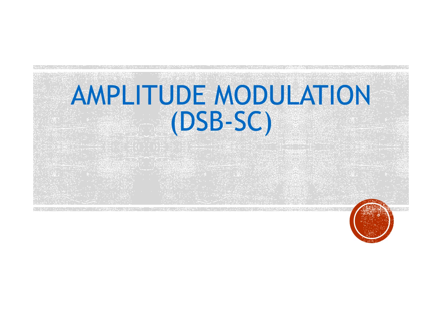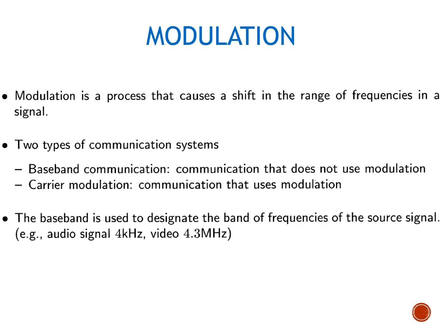Hello, so here we will discuss amplitude modulation, which is also called double sideband suppressed carrier modulation. Now, basically what is modulation? It's a process that causes a shift in the range of frequencies in a signal. So we have, let's say, a signal that is at a lower frequency range, and we want to shift the frequency range to higher frequencies, or any frequencies of our choice. We can do that through modulation.